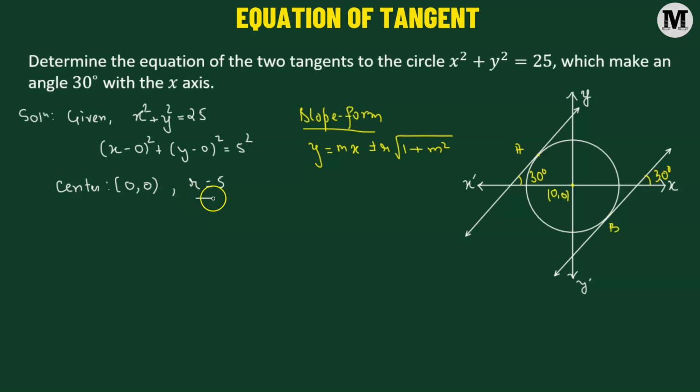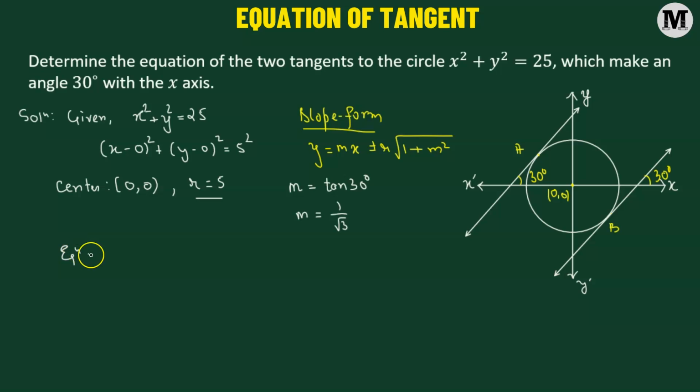Since we have the radius of the circle already, we'll try to find the slope of the tangent. Now it's given here that the tangent lines are making 30 degrees with the x-axis. So that means the value of the slope m is going to be the tangent of the angle that the tangent line makes with the x-axis, which is 30 degrees. Meaning our slope comes out to be 1 over the square root of 3. We have all the values that we need.